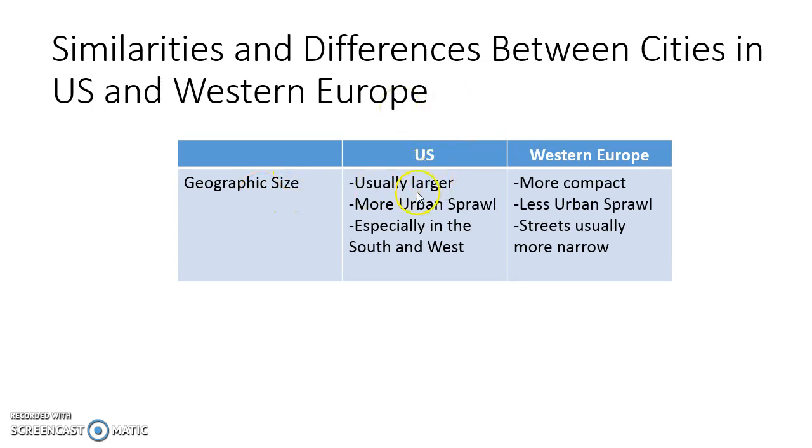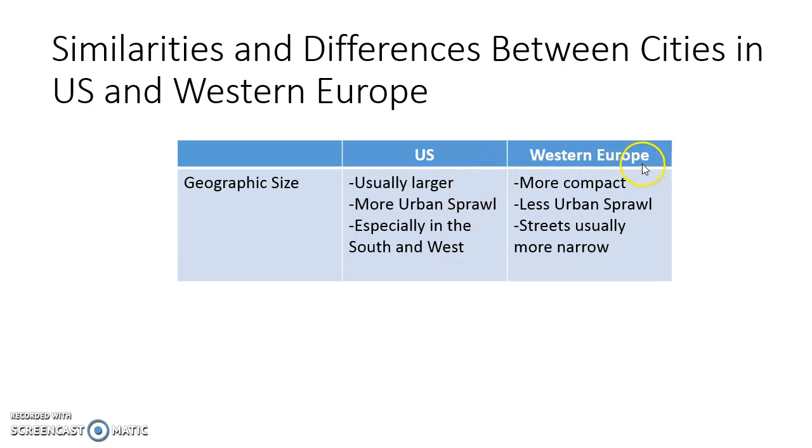In the United States, our cities tend to be larger. They tend to have much more urban sprawl. This is because of this phenomenon of suburbanization in the United States, where the wealthy and middle class tend to want to live out in the suburbs. So that's led to the sprawl of the city size, especially in the South and the West, where there is a lot more newer construction and also fewer barriers to this expansion because the land typically is much more flat.